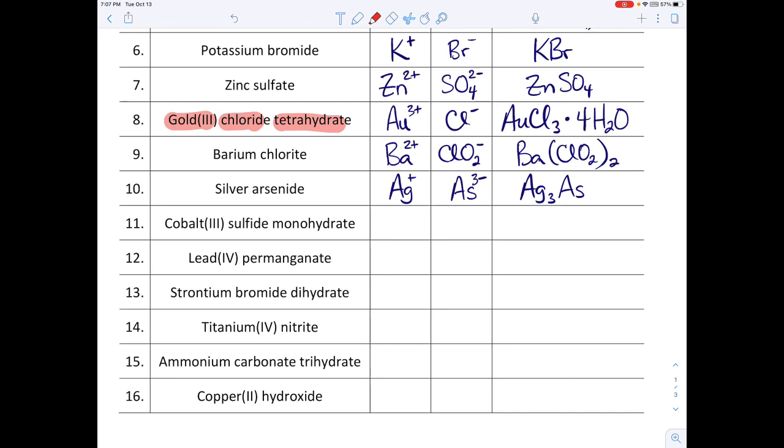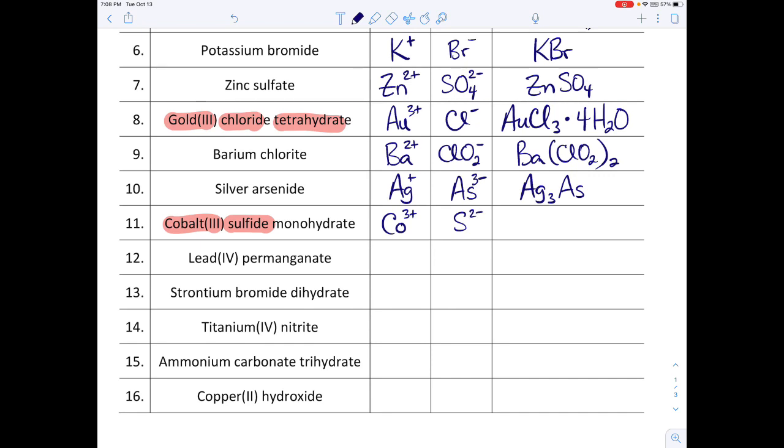Cobalt(III) sulfide. There are 2 pieces of an ionic compound, and then we'll add monohydrate at the end. Cobalt is Co. Cobalt with a 3 Roman numeral means its charge is 3 positive. It has more than one charge, so that's why the Roman numeral is there to tell me. Sulfide with an IDE is going to be just a simple ion with sulfur. It's on my periodic table underneath oxygen, so like oxygen, its charge is 2 negative.